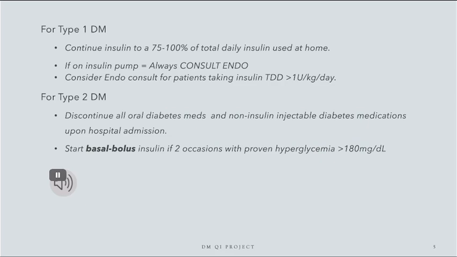For type 1 diabetes mellitus, continue insulin at 75 to 100% of total daily insulin used at home. If on an insulin pump, always consult endo. Consider endo consult for patients taking insulin total daily dose more than 1 unit per kilogram per day. For type 2 diabetes mellitus, discontinue all oral and non-insulin injectable diabetes medications upon hospital admission. Start basal bolus insulin if on 2 occasions there is proven hyperglycemia more than 180 mg per deciliter.